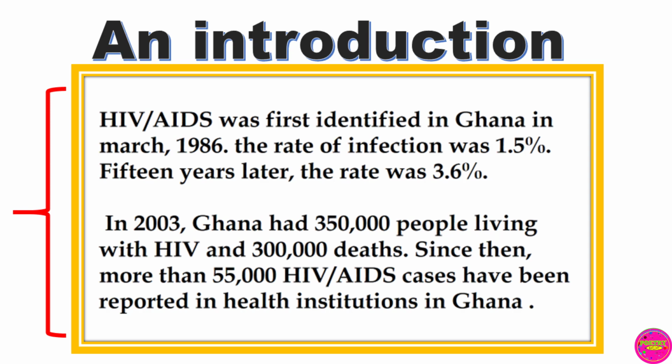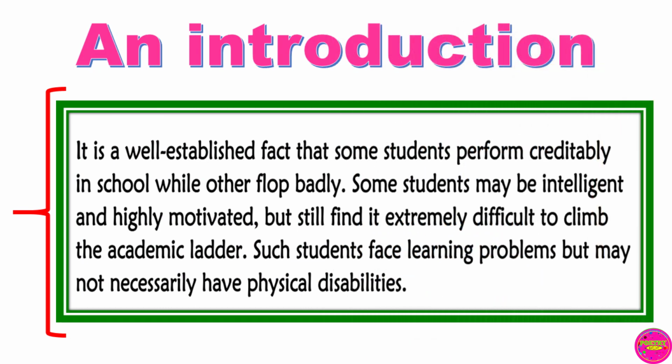Let's consider this example. It is a well-established fact that some students perform creditably well in school, while others flop badly. Some students may be intelligent and highly motivated, but still find it extremely difficult to climb the academic ladder. Such students face learning problems, but may not necessarily have physical disabilities.